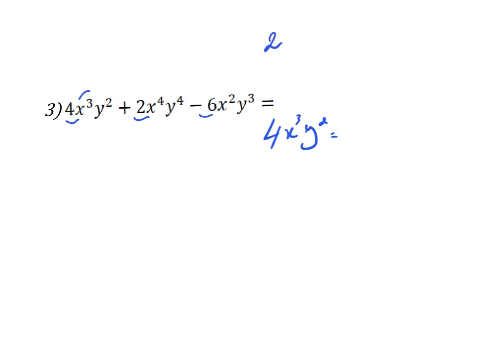Between x to the third, x to the fourth, and x to the second, we can see x to the second is the greatest common factor shared between all those values. And between y to the second, y to the fourth, and y to the third, we can get y to the second as the greatest common factor between all the y's here. So this is the fast way.